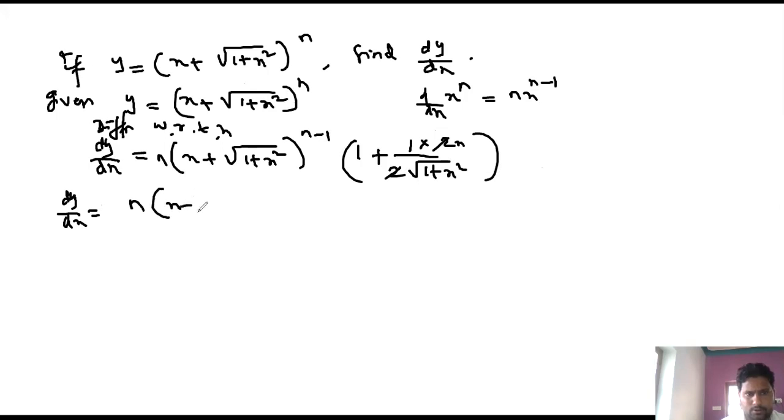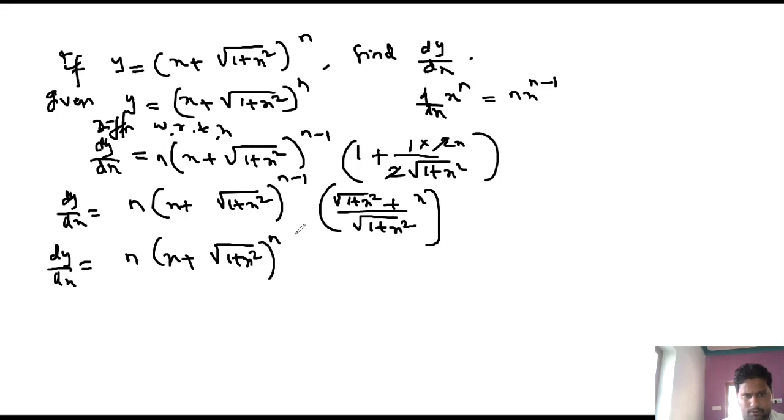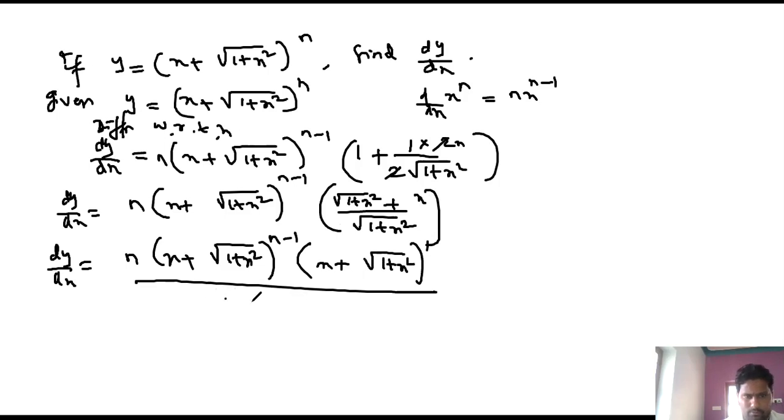Now dy by dx is equal to n into (x plus square root of 1 plus x square) raised to n minus 1, into, here I will take the LCM, root of 1 plus x square. This is multiplied to 1, root of 1 plus x square plus x. So dy by dx is equal to n into (x plus square root of 1 plus x square) raised to n minus 1. One more step: (x plus square root of 1 plus x square) raised to 1, the numerator, divided by the denominator, root of 1 plus x square.